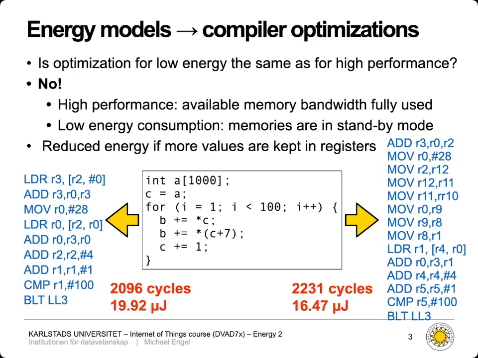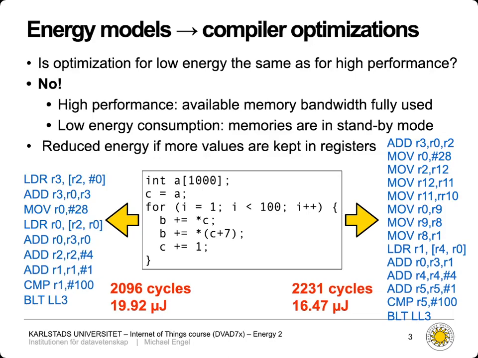So the architectural difference between high performance optimization and low energy consumption is actually memory access. For high performance applications, you usually want to ensure that the bandwidth to access your memory is fully used, so that in every cycle your processor does something useful. You can also access, so read or write, a value in memory.